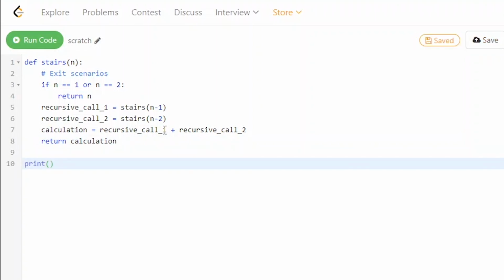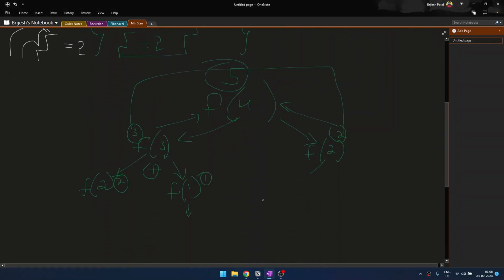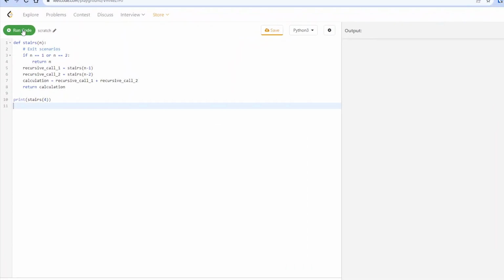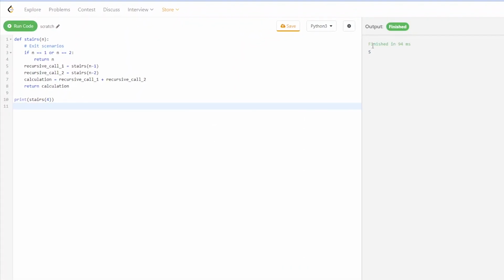Let's try for 4. Right, our expected output should be 5, as we have calculated manually. Yeah, that's right, it's 5. Let's try for 10. It's 89. Cool.